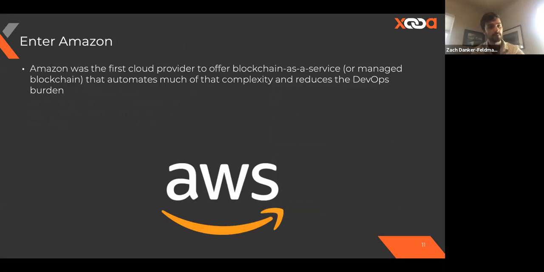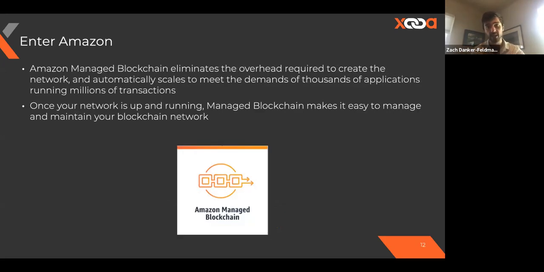Enter Amazon. Amazon was the first cloud provider to offer blockchain as a service, or managed blockchain, that automates much of that complexity and reduces the DevOps burden on the organizations adopting blockchain. Amazon Managed Blockchain eliminates the overhead required to create the network and automatically scales to meet the demands of thousands of applications running millions of transactions. And then once your network is up and running, Managed Blockchain makes it easy to manage and maintain your blockchain network. Additionally, Amazon correctly bet on Hyperledger Fabric as the DLT for the enterprise blockchain space during its early days.